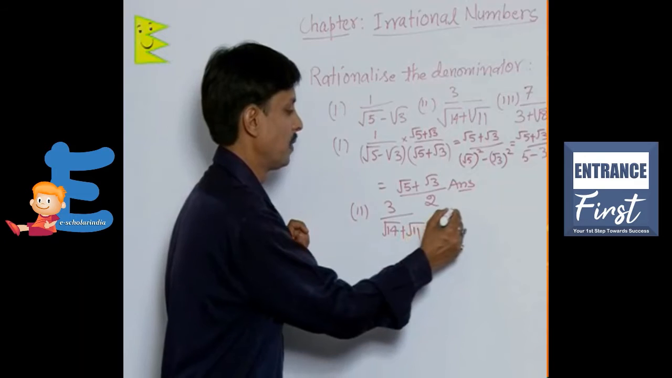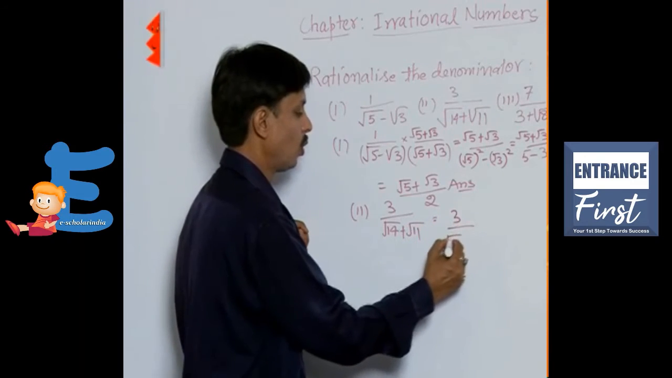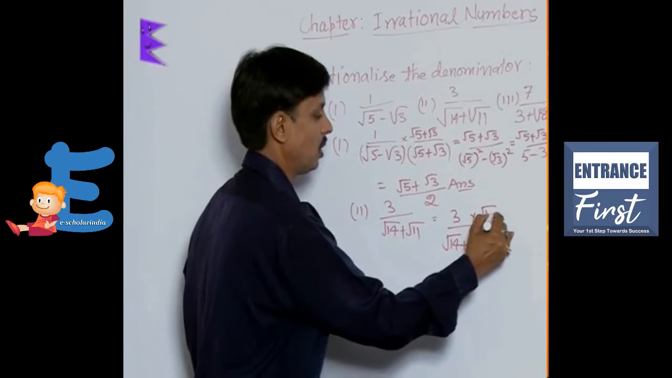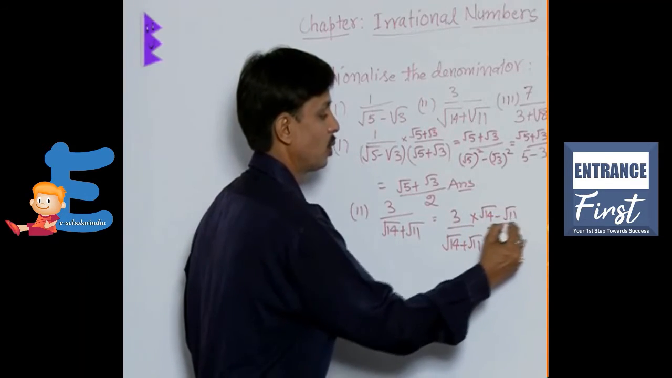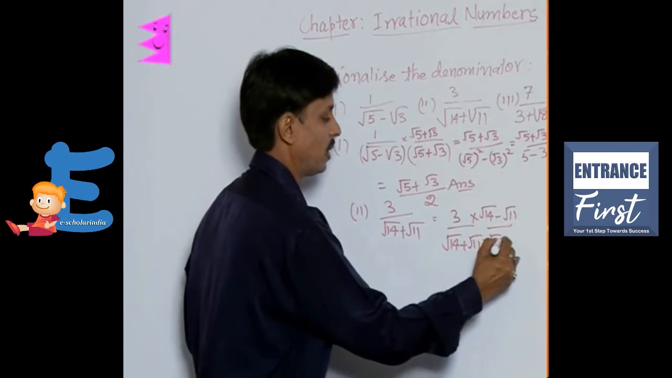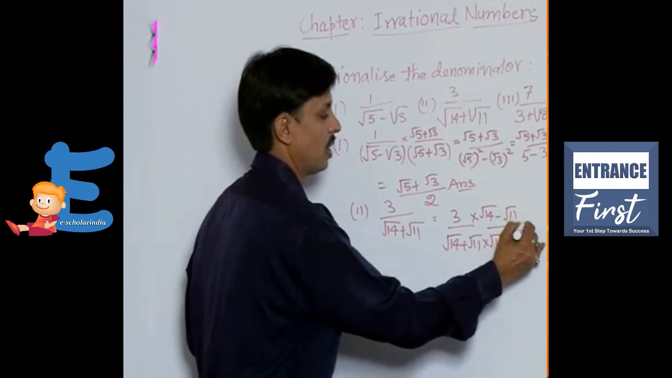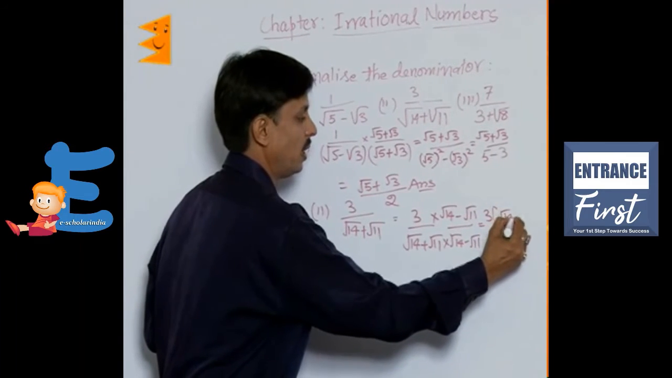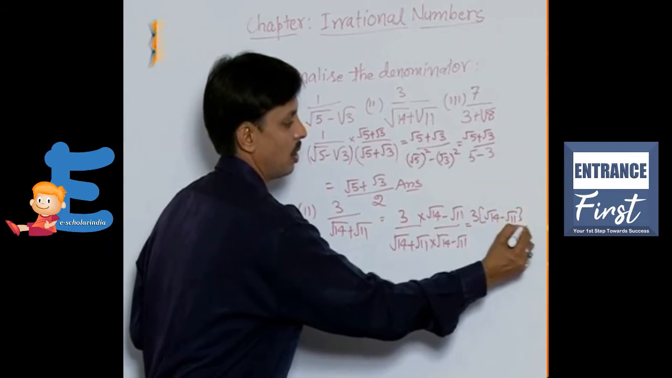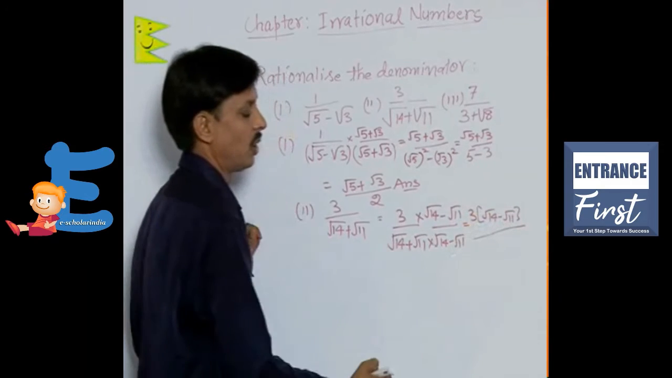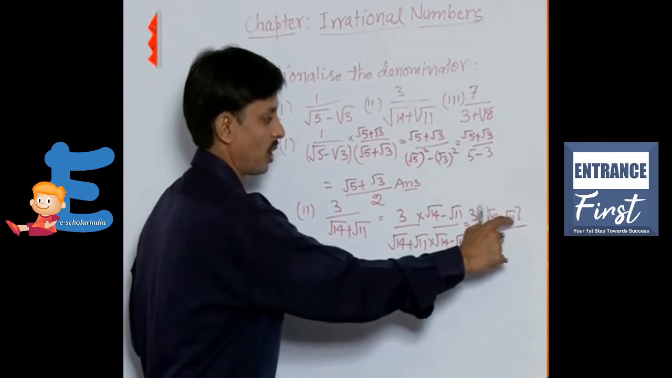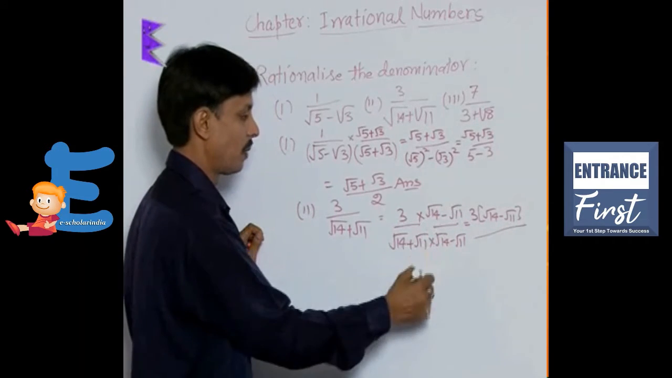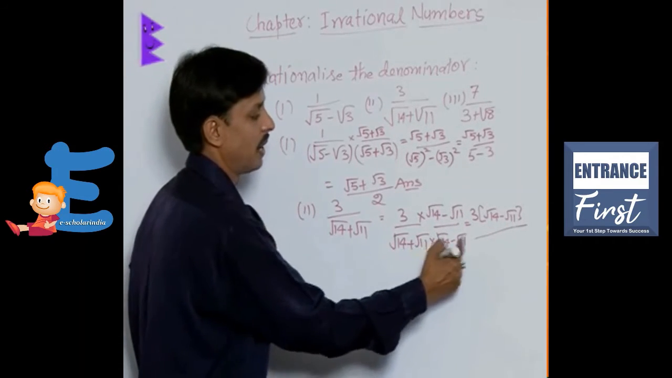So this becomes 3 upon root 14 plus root 11 multiplied by root 14 minus root 11, and the numerator becomes 3 into root 14 minus root 11. You cannot subtract root 14 minus root 11. The reason being, this is 14, this is 11, these are not like terms. So what is coming out is a plus b, a minus b.